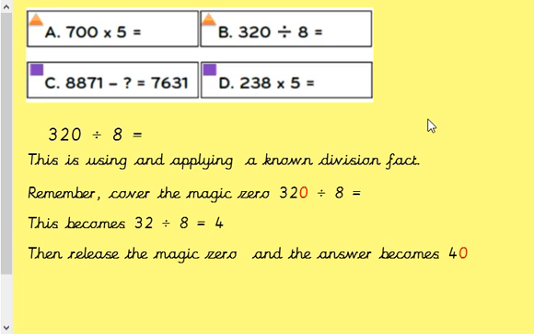Okay, first question we're going to look at this morning is question B. That's 320 divided by 8. Now this is using and applying a known division fact. Remember what we did yesterday when we had a go at this type of question? We covered the magic 0 up to leave us with 32 divided by 8, or how many 8s are in 32. This becomes 32 divided by 8 equals 4. 4 8s are 32. Then, of course, you've got to release the magic 0, so your answer then becomes 40. 320 divided by 8 equals 40.